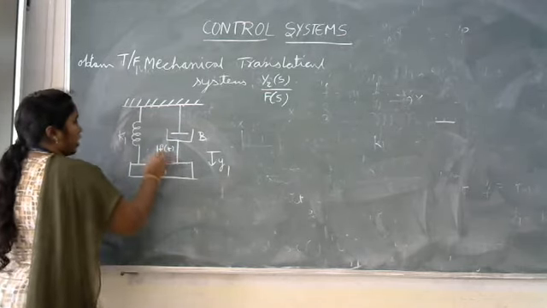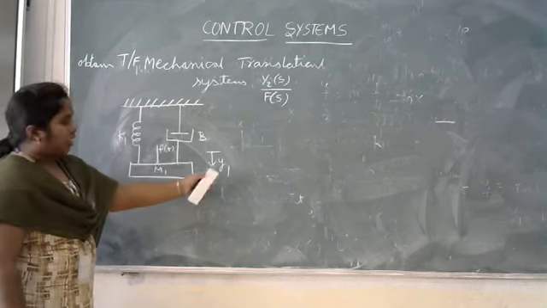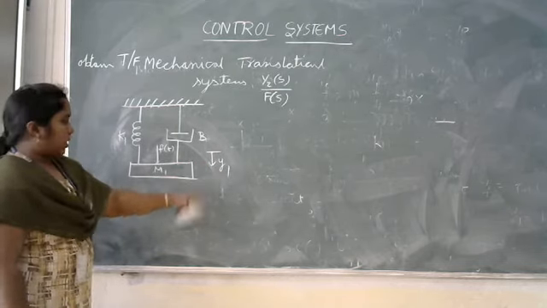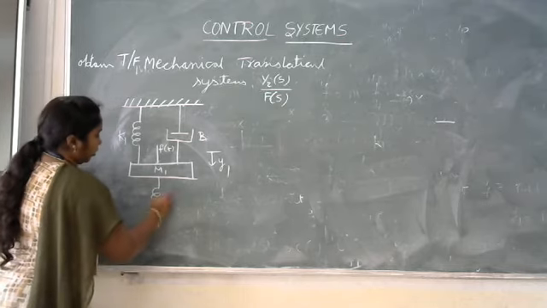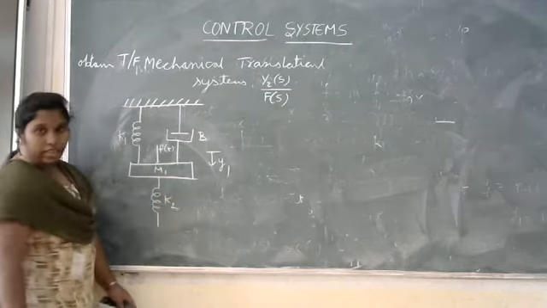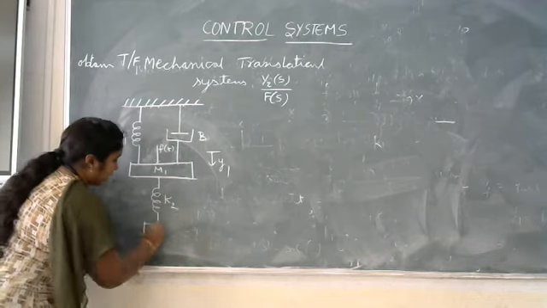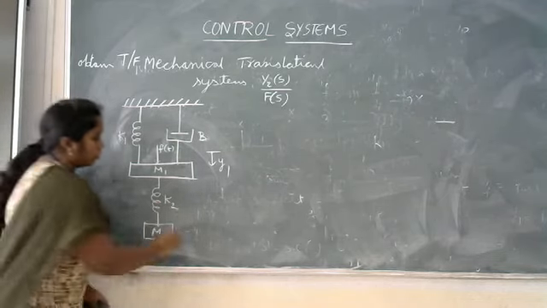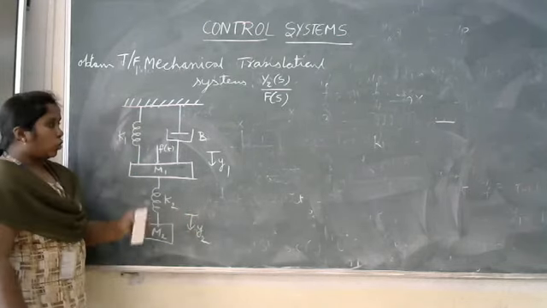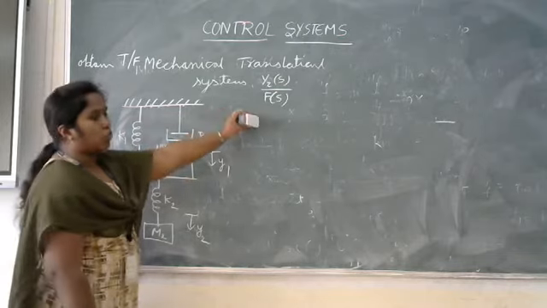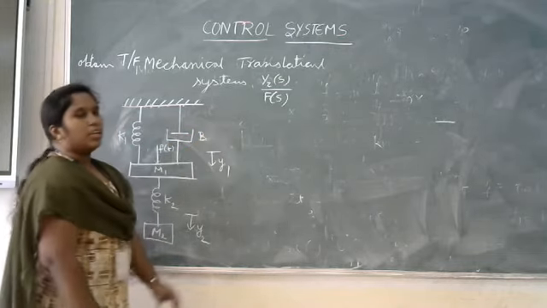That means if you examine force F of T, this is the Y1 displacement done. And here there is another spring which is named K2 and it is connected to the mass element M2. Okay, so here the displacement is Y2. So here you have to determine the transfer function Y2 of S by F of S.